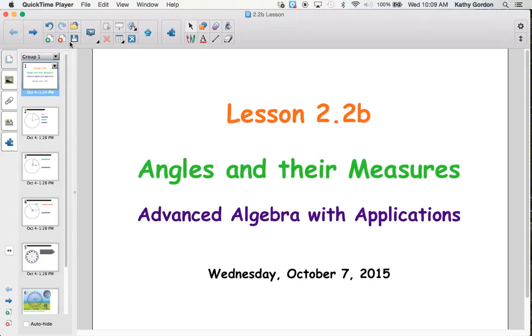All right, moving on. So today we're going to continue to work on angles and angle measures and using angle measures for things. And today it's actually going to get a little bit more application oriented.